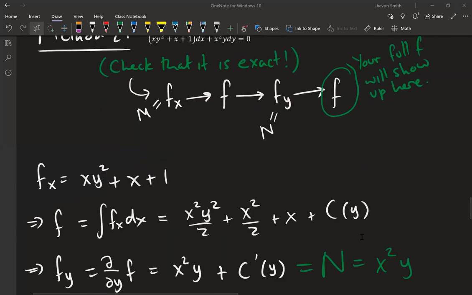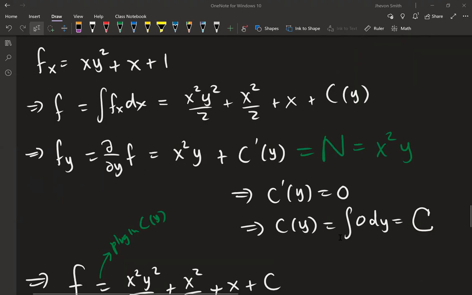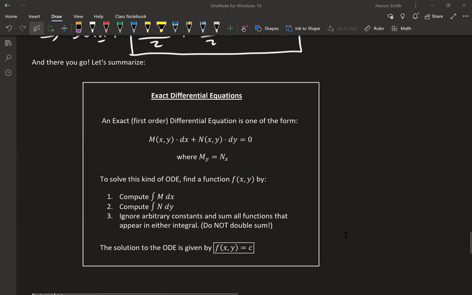And I will pretty much always do method one. So method one is just integrate each component with respect to its respective variable, add up all the guys that show up. Then set that equal to C, that's your answer. So to summarize, remember for each section, you really want to know what is the form of the equation I'm looking at? What is the method to solve that form? Okay, so this is the process to solve an exact differential equation.